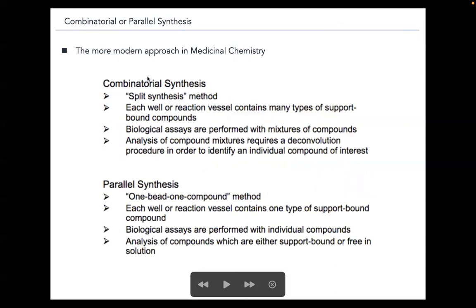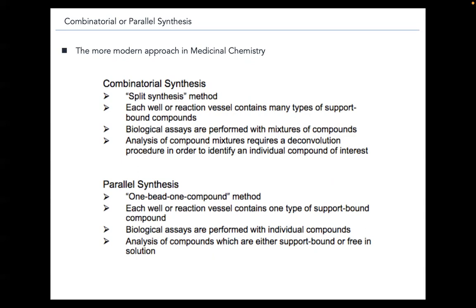Yeah, so this is what I was talking about before, in that synthesis component to accessing lead compounds. You have these two different camps of thought. One of them is combinatorial synthesis, where you split. It's called the split synthesis method. Each well or reaction vessel contains many types of support-bound molecules, those ones on the bead. Then you can perform the same type of reaction on all of them, and they all move as a unit to the next stage. So in the end, each well has a whole bunch of molecules, and those can be tested against the target.